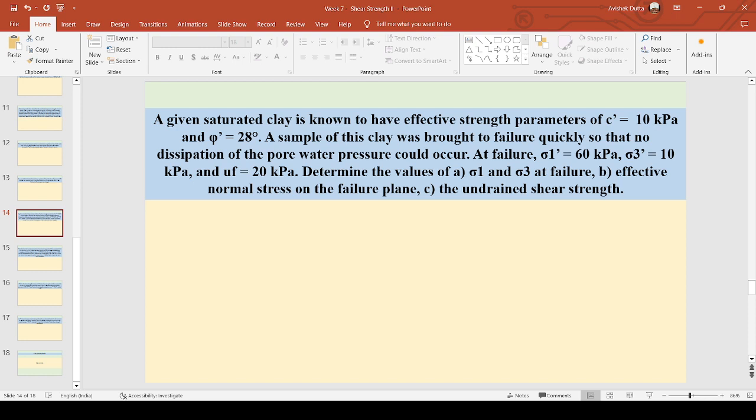Determine the values of A, sigma 1 and sigma 3, the total values of the axial stress and the cell pressure at failure. Part B, effective normal stress on the failure plane, and part C, the undrained shear strength. Next question.